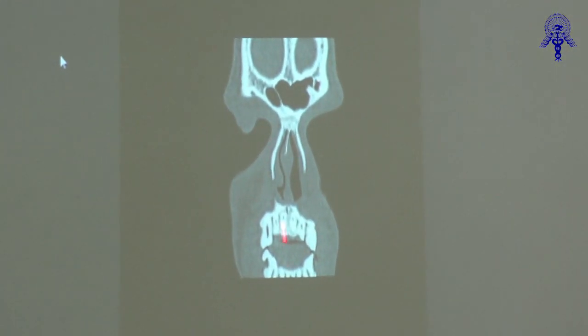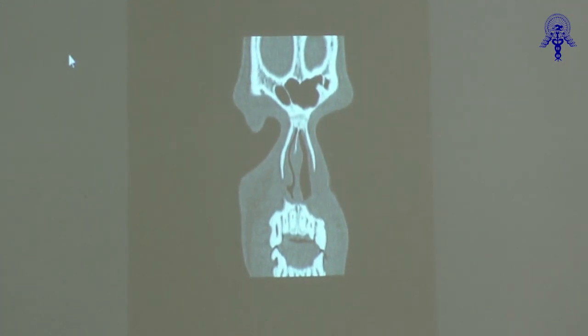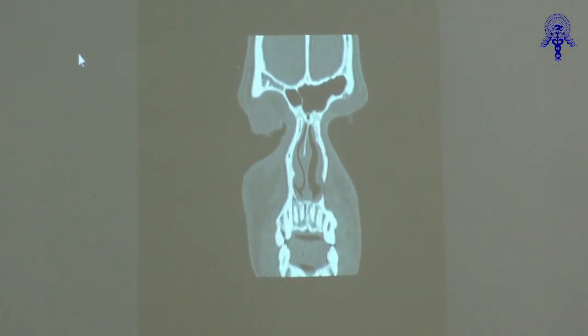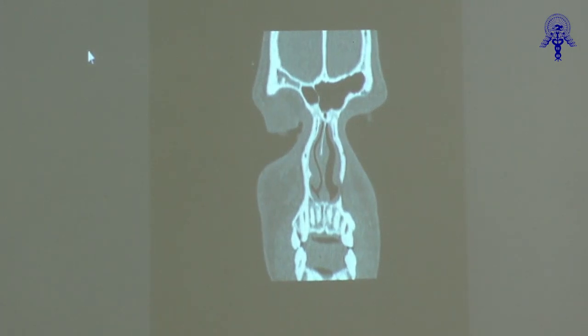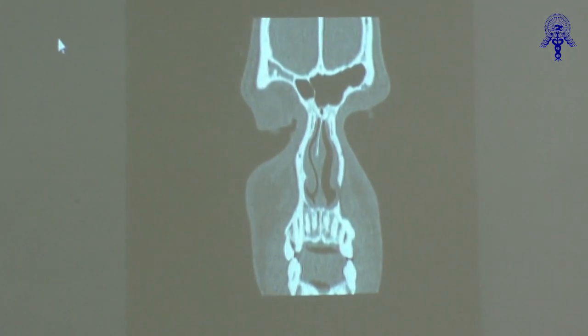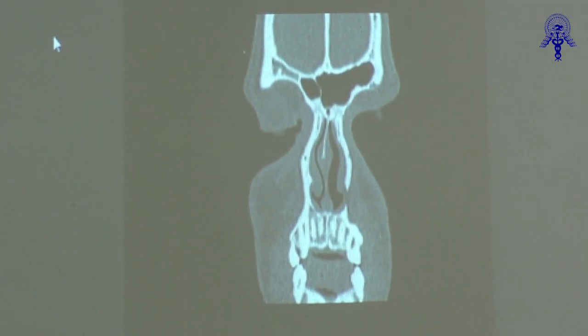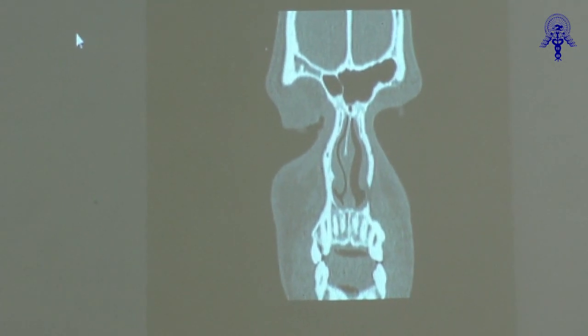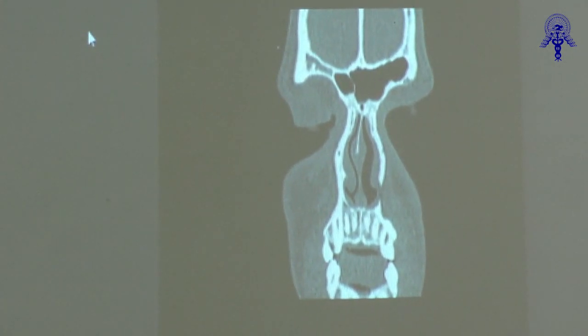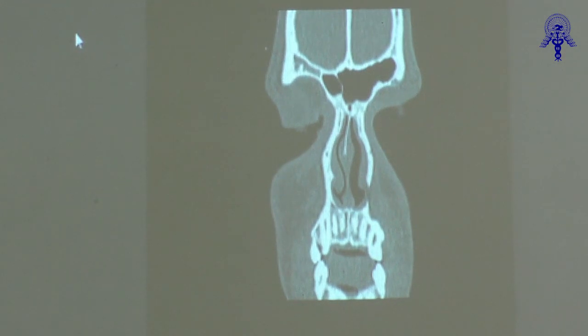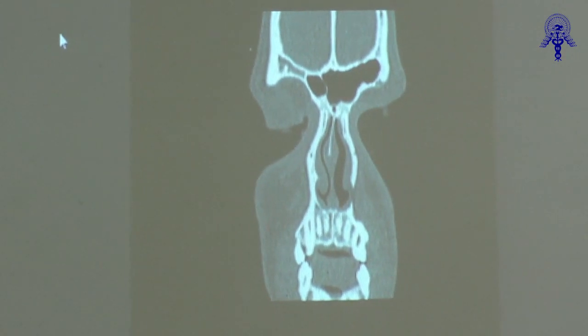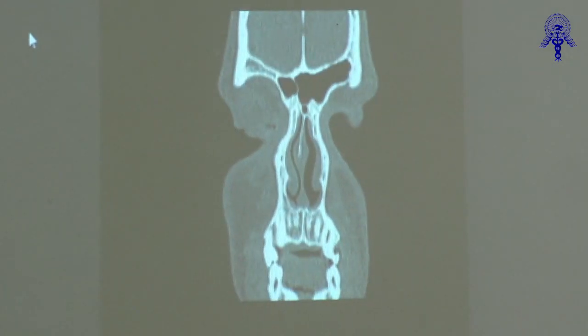This is the nasal septum, nasal bones, frontal process of maxilla, and more of frontal sinus as you keep going anterior to posterior. But that does not show us the frontal recess. And our main importance to understand is the frontal recess when we assess chronic inflammatory disease.